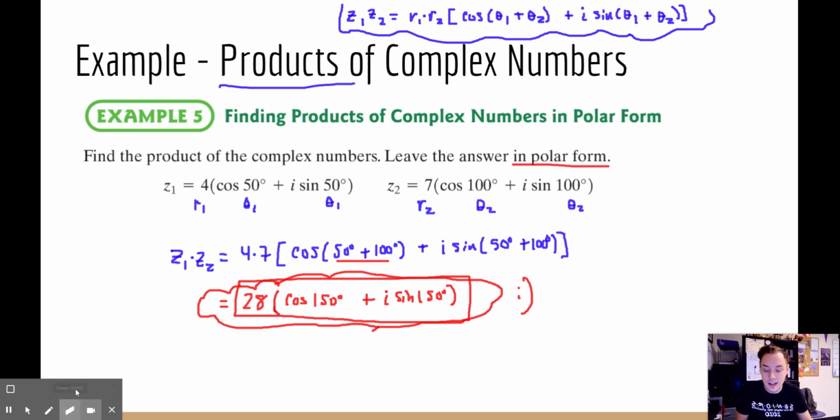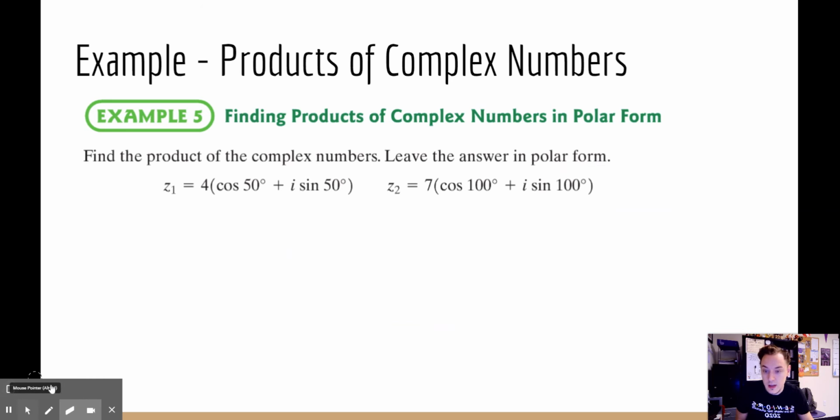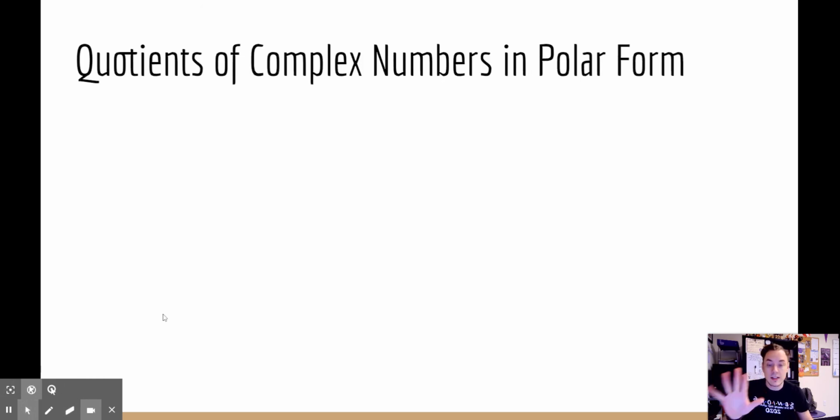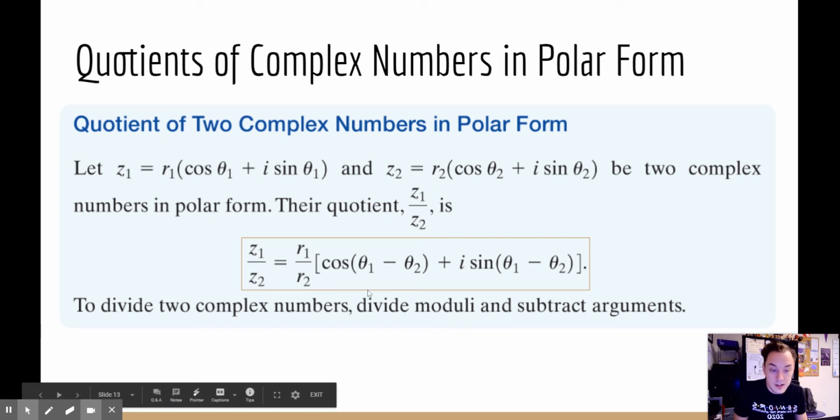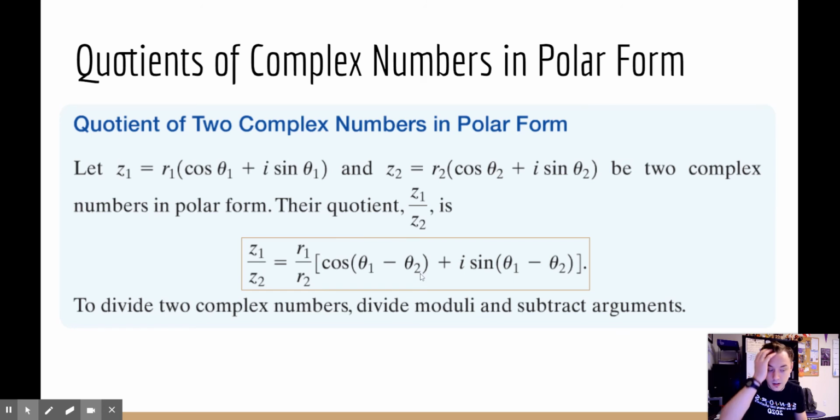So let's erase. Now let's get into what we call quotients. So this is products. Let's get into quotients of complex numbers. With products, I'm going to add the thetas together, but multiply the r's. That means with quotients, I'm going to divide the r's, but subtract the thetas. So this is exactly what I have. I divide the moduli, my r's, and then I subtract the arguments, which are my thetas. And that's all you need to know.